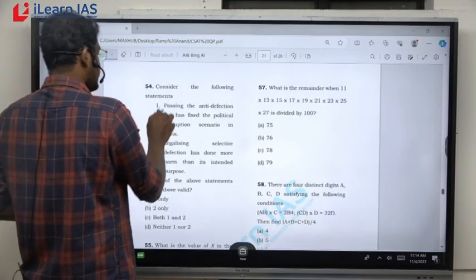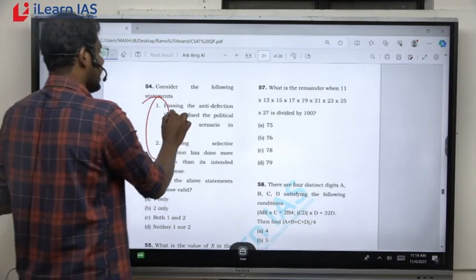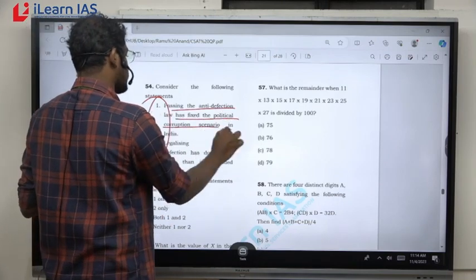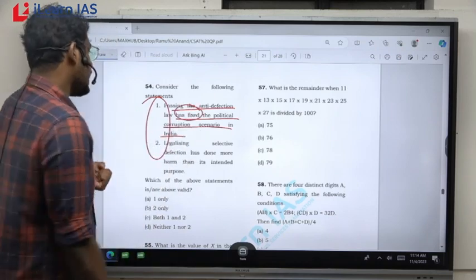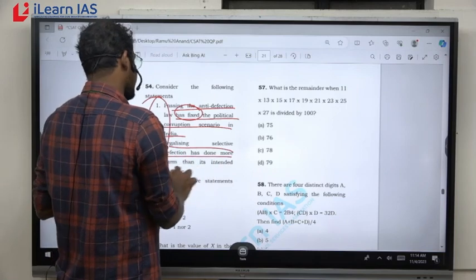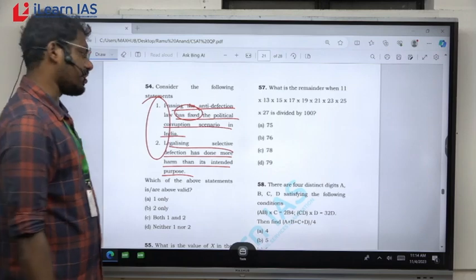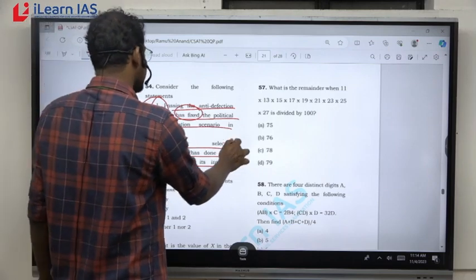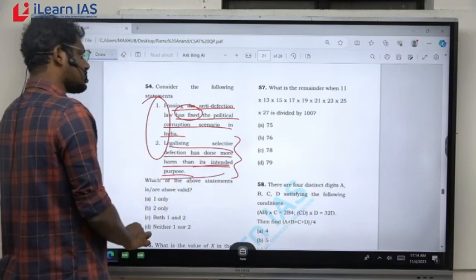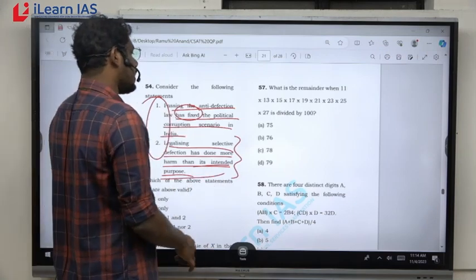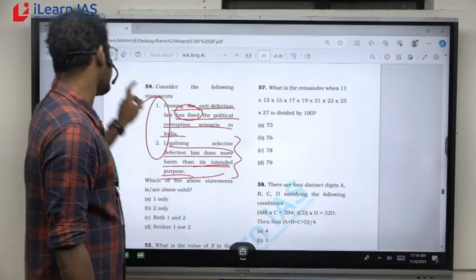Consider the following statements. It's a two-statement question. Passing the anti-defection law has fixed the political corruption scenario in India. Legalizing selective defection has done more harm than its intended purpose. So actually the statements are contradictory to each other. Here it is said that legalizing selective defection has done more harm than its intended purpose. And statement 1 says, passing the anti-defection law has fixed the potential political corruption scenario in India.